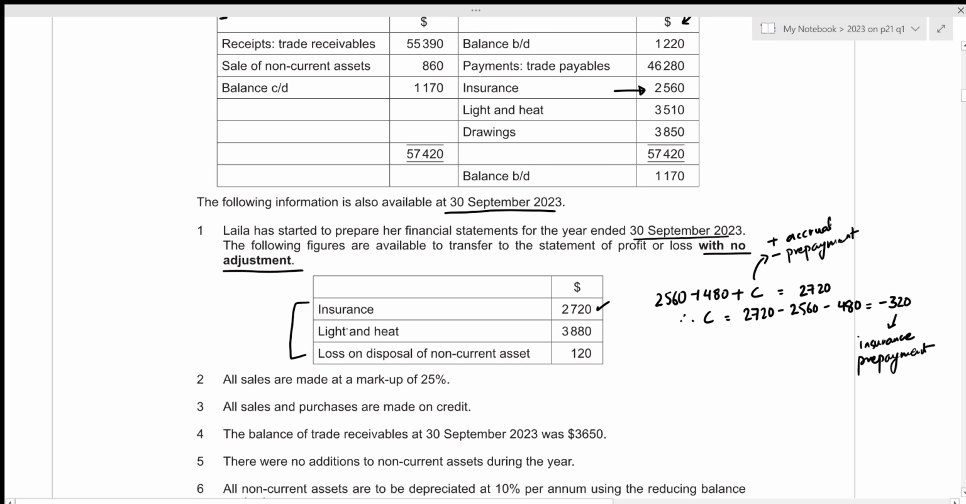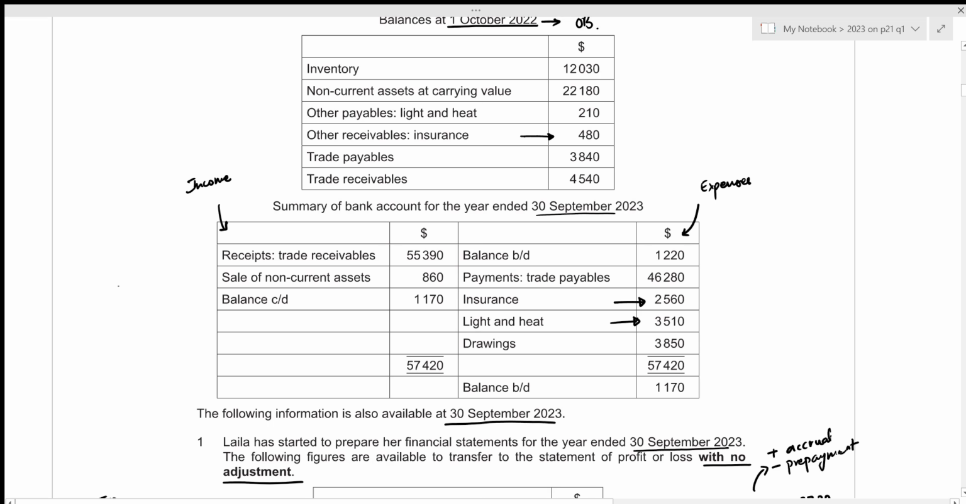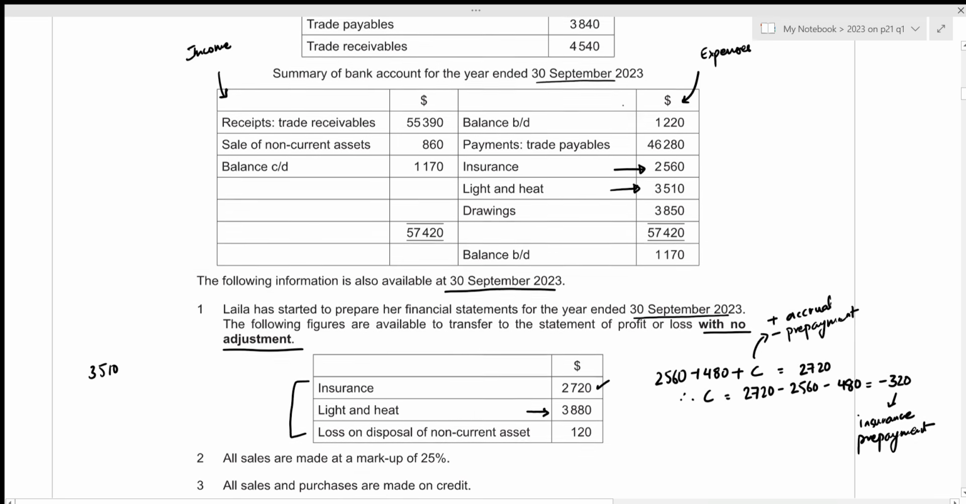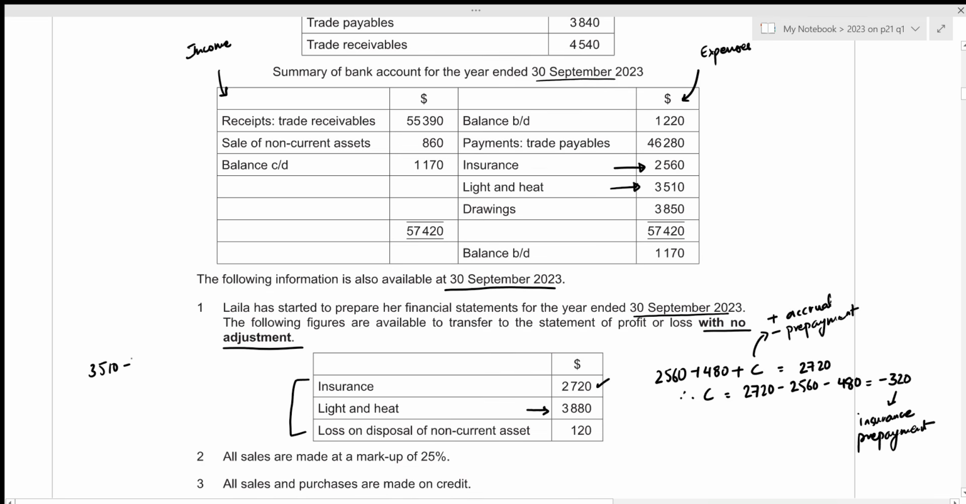Okay, now we repeat the same process for light and heat as well. In order to arrive at this value of 3,880, we first have to start with the payment made for light and heat, which is 3,510. So that's 3,510. Then we make adjustment for our opening and closing balances. In this case, for light and heat, we have the other payables at the opening date. So other payables just means that this amount of 210 was outstanding at our opening date. And the opening outstanding values are always subtracted. So let's subtract this value of 210.